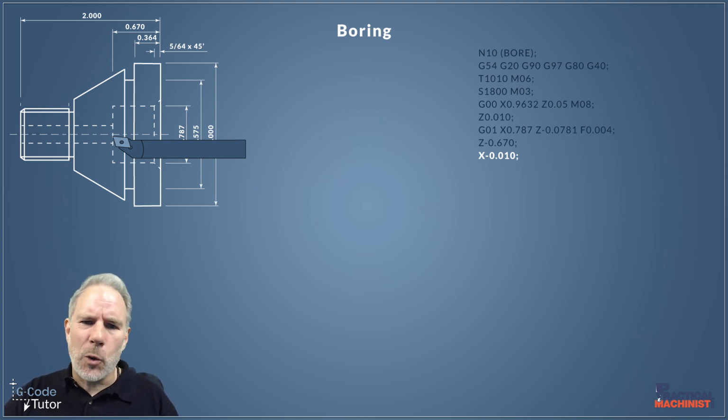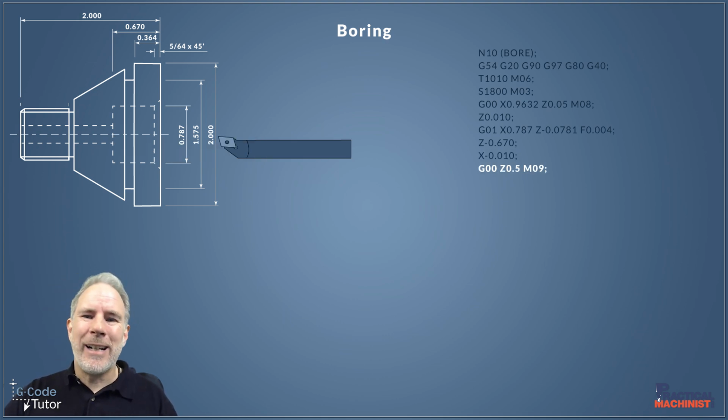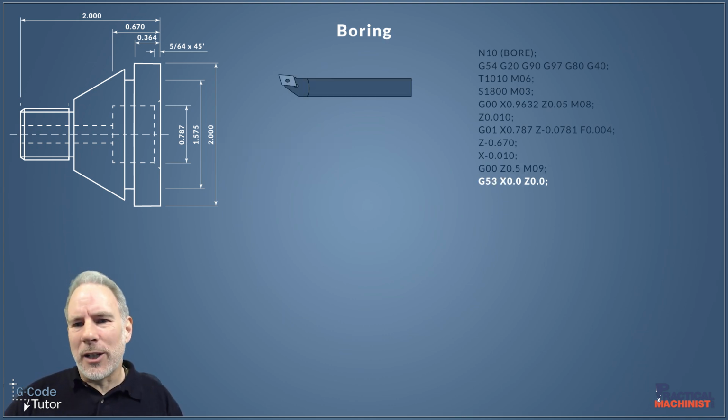Our cutting edge of our tool is not touching material anymore, so now we can back it out by using G00 Z 1/2 inch, and we're going to turn the coolant off. So I've just pulled the tool out to a safe rapid distance. Now we've finished our internal finish bore. So now the tool is out to a safe distance, we can now send it home to our G53 position with X0 Z0. And that's often our tool change position.